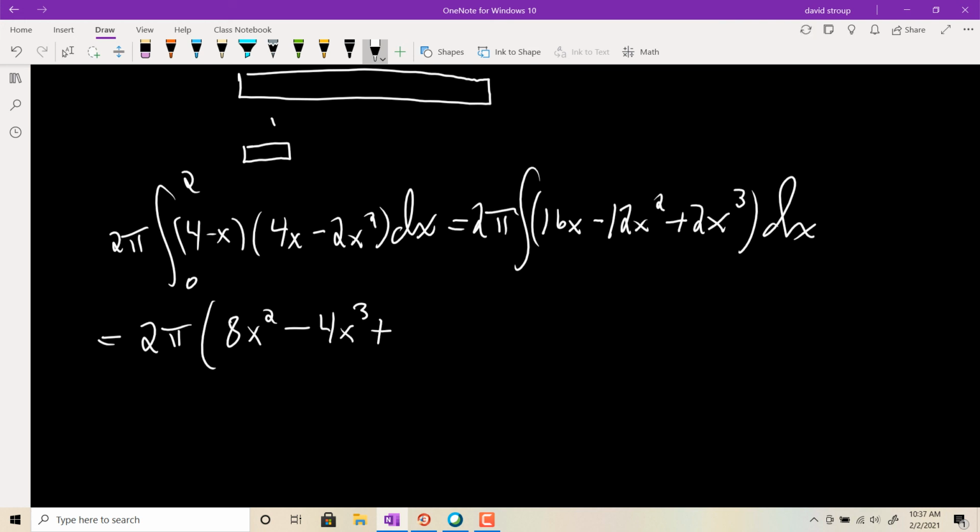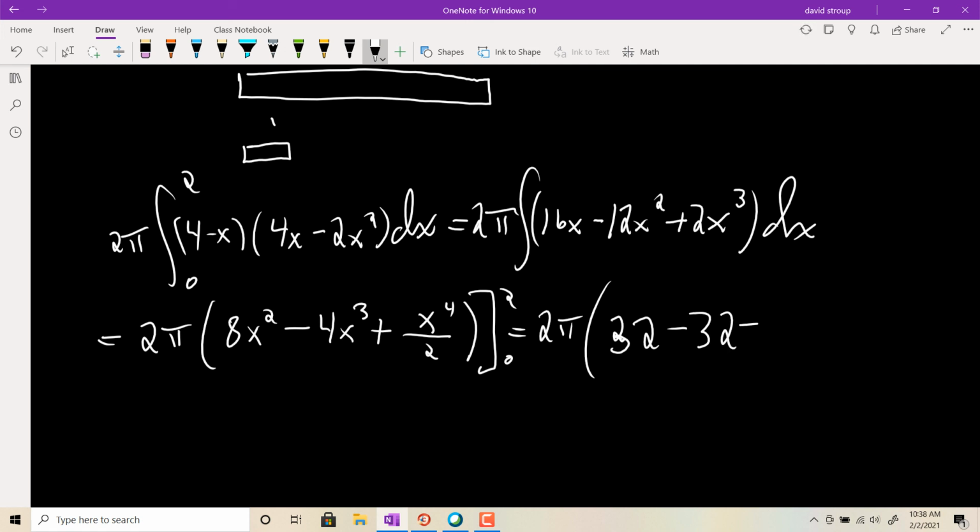2x to the 4th over 4 is x to the 4th over 2, and evaluate from 0 to 2. So 2 pi times 8 times 4 is 32, sorry. Minus 8 times 4 again is 32, and then plus 16 over 2, which is 8. So it looks like it's just going to be 16 pi's for the volume.